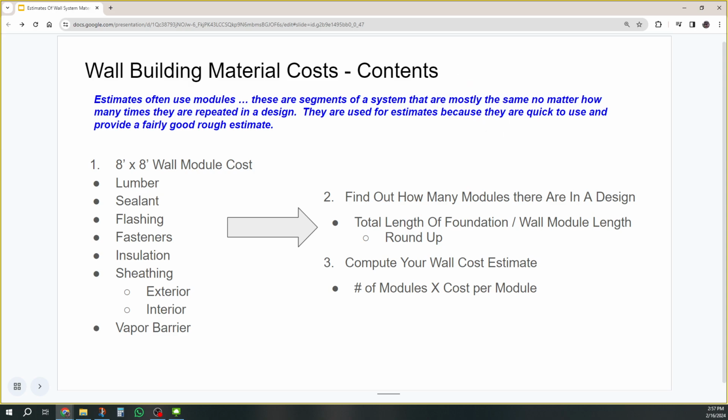If I know the cost of a wall module, then the whole wall doesn't matter. I don't have to really recalculate very much. Just take the length of the wall and divide by this cost that I've already got. And so the first thing to do is find out the wall module cost. We use lumber and sealant and flashing and fasteners and insulation. We use all these things in it. Then we find out how many modules there are in a design, and then we compute a cost. All right, so let's see how that works.